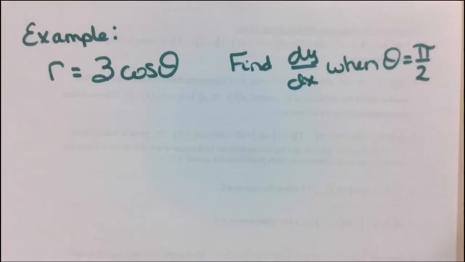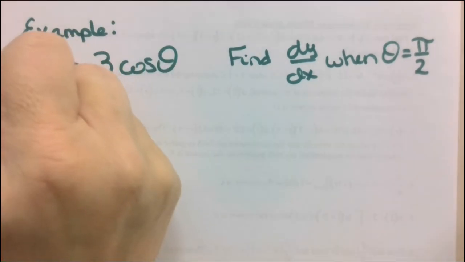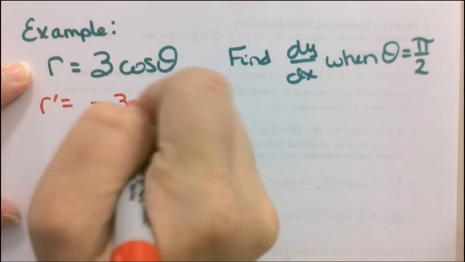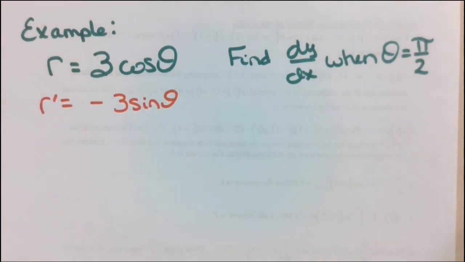Okay, so let's look at an example. If we have the polar curve r is equal to 3 cosine theta, and we're going to find dy/dx, the slope of the line tangent to the curve, when theta is equal to pi over 2. Now, whenever I'm doing a polar derivative, before I even get into the derivative, I know that I need an r prime, because in our derivative rule, we need r prime as well as r. And so if this is my r, then r prime is going to be the derivative of this, which would just be negative 3 sine theta. That's going to be my r prime.